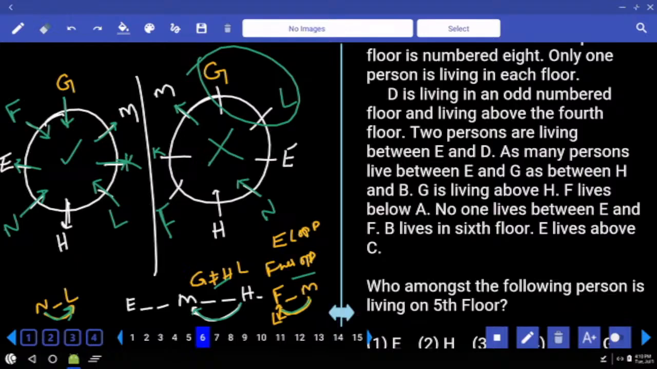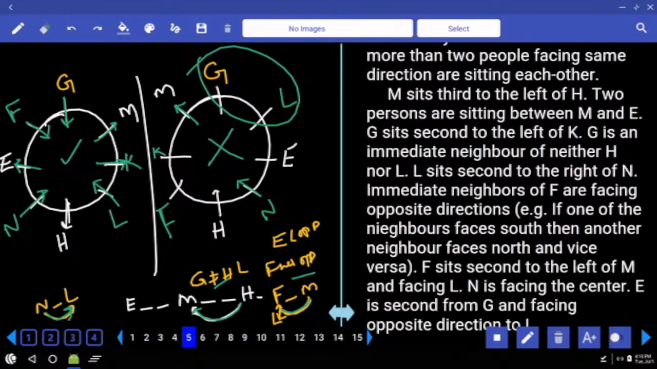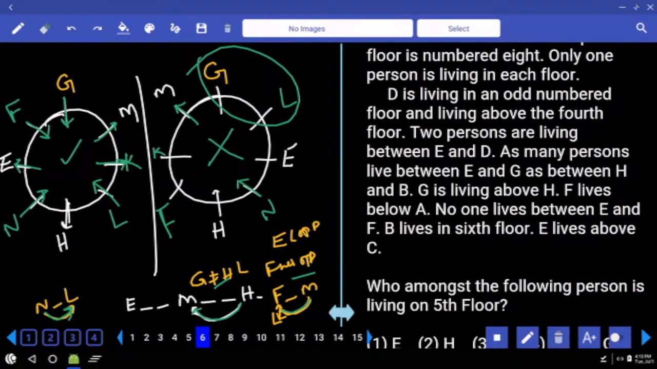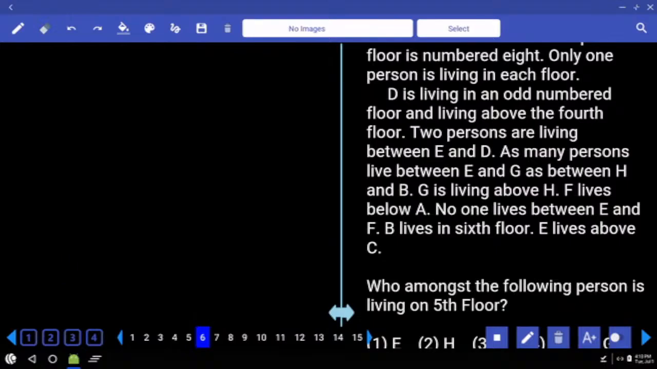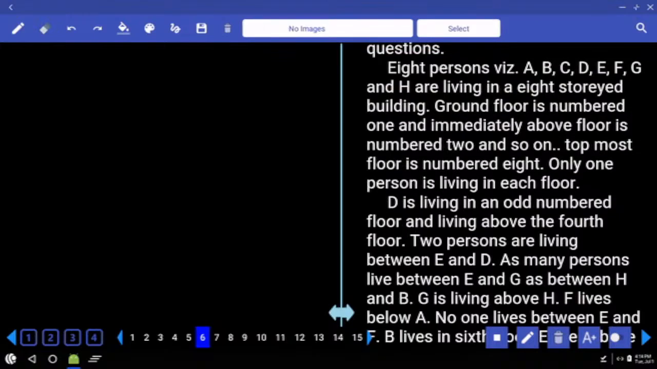Then coming to question numbers 6 to 8. Now tell me, first or second priority? Now 6 to 10 is definitely under the first priority. Here, how many persons are there? Only 8 persons. These 8 persons are staying on 8 different floors of a building, floors 8, 7, 6, 5, 4, 3, 2 and 1.